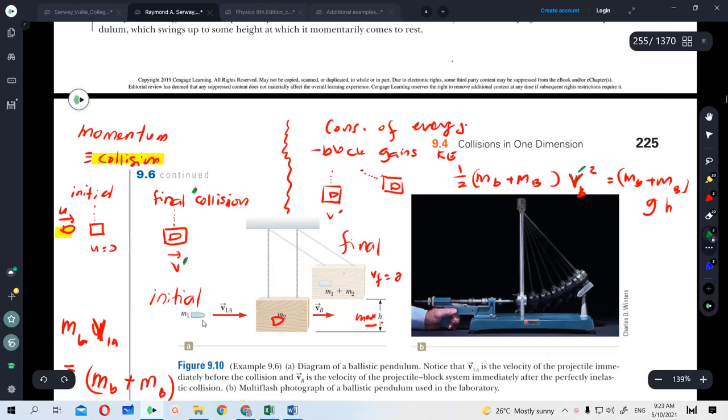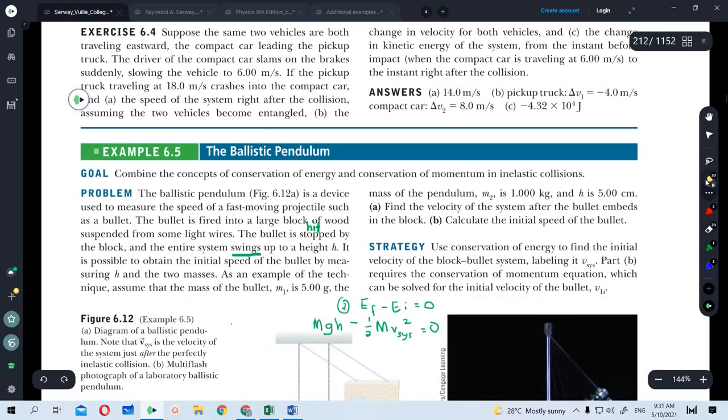When the bullet hits or makes impact with the block, that is the momentum. And afterward, when it swings, that is the energy conservation. Alright, this is an example which is very similar to our textbook. However, this one has values, so we are going to use this one.